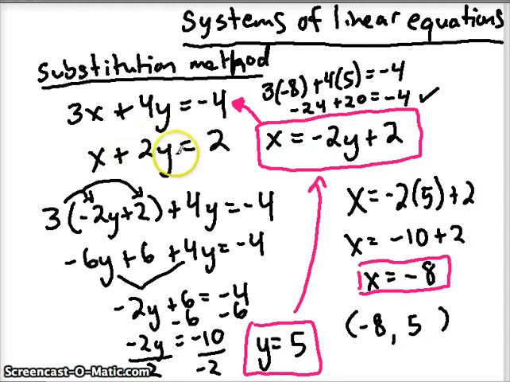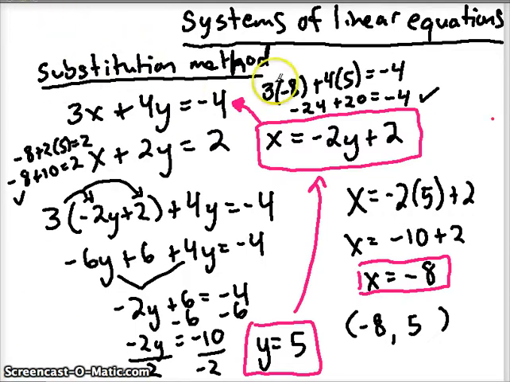Is it a solution to this equation? X negative 8 plus 2 times 5. Does that equal 2? Negative 8 plus 2 times 5, that's 10. Does that equal 2? Yeah. So again, it's a solution to both equations, the exact same values.